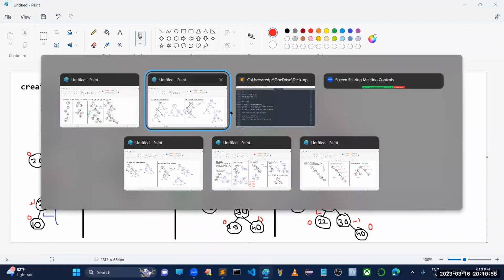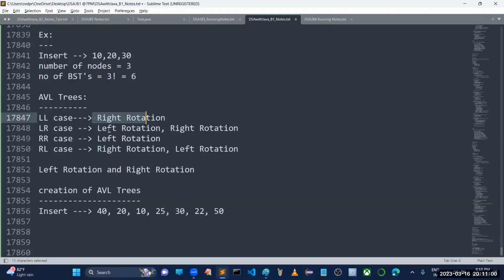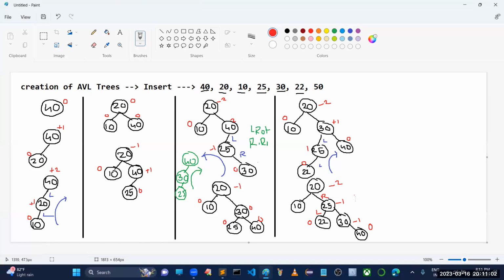If you take the LR principle, sir, what are we doing here? Left rotation and right rotation. So first left rotation and then right rotation. Now I want to apply left rotation here. Once you apply left rotation, sir, what will happen? Left rotation means like this. So who will become the parent? 25 will become the parent.